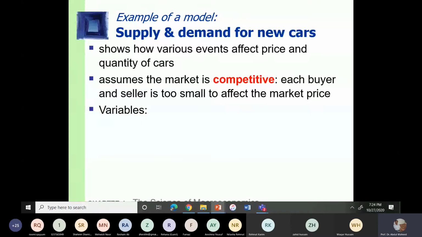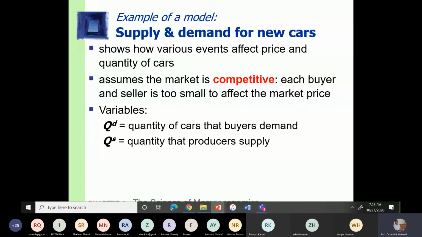So we are assuming in our model that there is perfect competition, and the variables we have are quantity demanded, the quantity of cars that buyers demand, then quantity supplied, the quantity of cars that producers supply, and then the price of new cars. These are the variables of our model. Then aggregate income. Because it's macroeconomics, we are taking aggregate income in the economy.